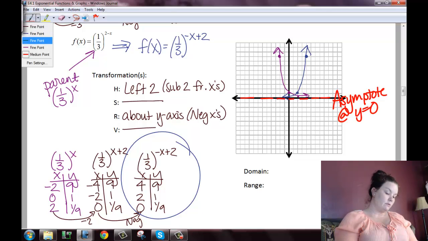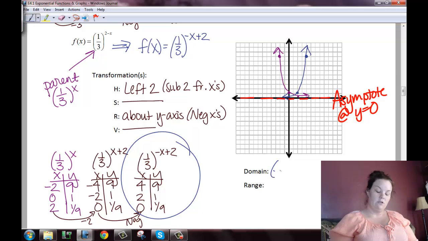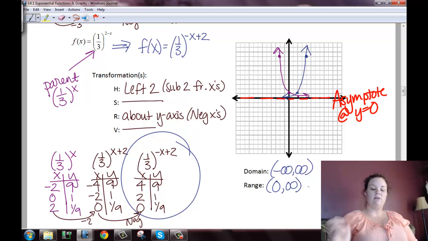And then I'm just going to find my domain and range based on my blue picture. Domain we know is -infinity to +infinity because it keeps going left and right. My lowest y value is 0, but it's not included, so I use a parenthesis up to my highest y value, which is infinity because it keeps going up.